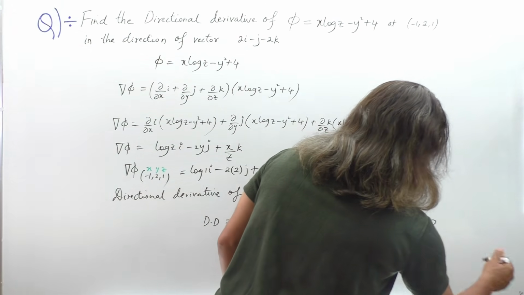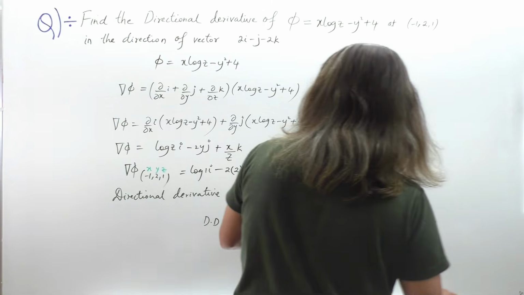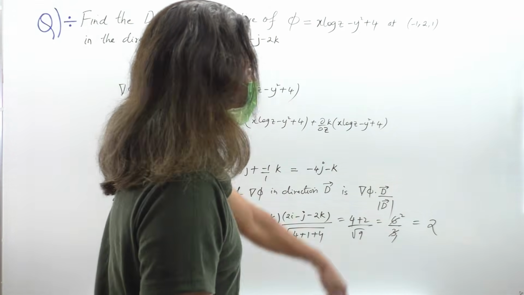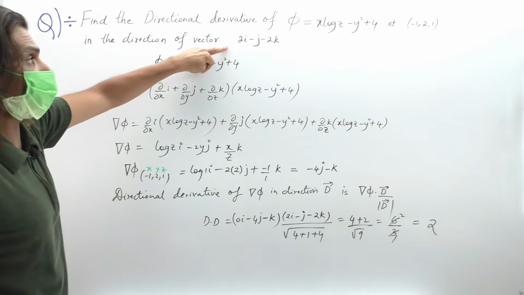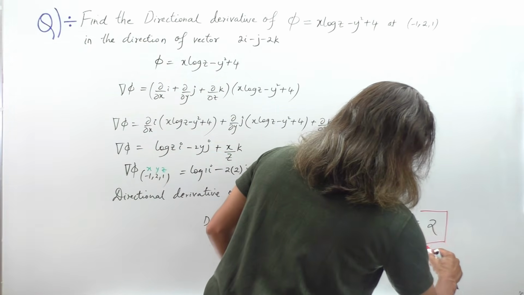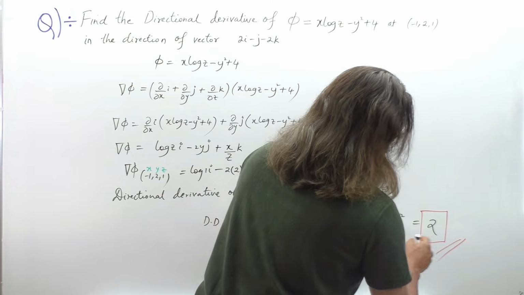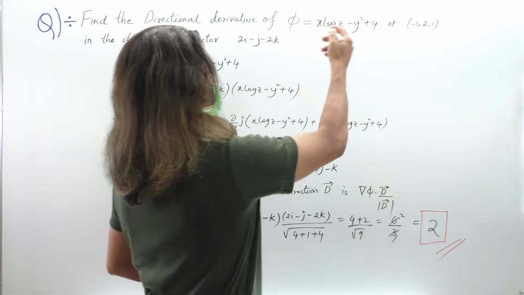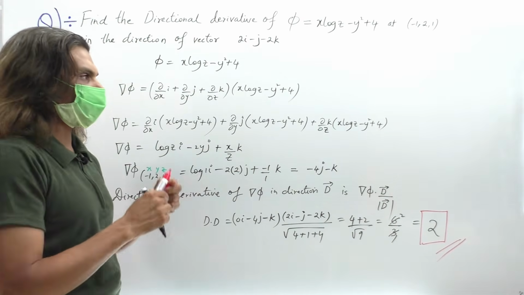So the directional derivative of the surface phi equal to x log z minus y square plus 4, at the point minus 1, 2, 1 in the direction of the vector 2i minus j plus 2k, is nothing but the answer 2. That's it. This is the answer. This is how it is solved. I hope you understood clearly.